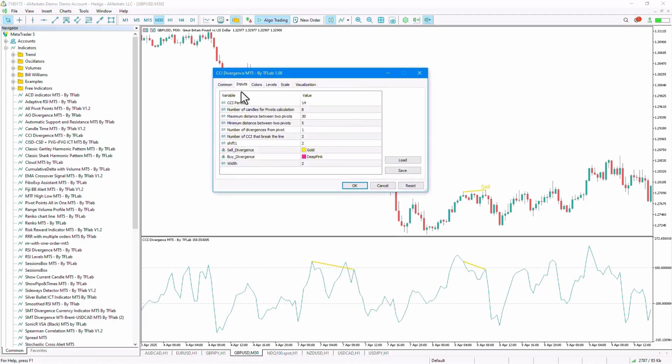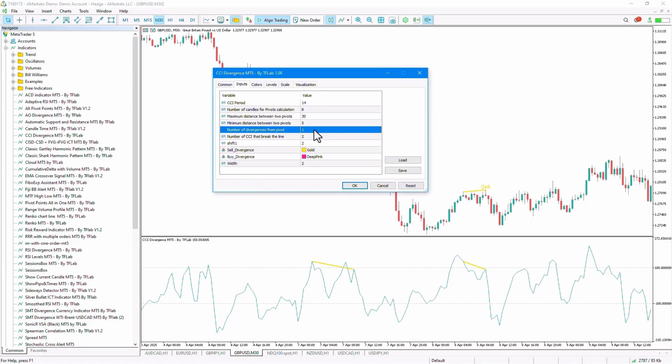In the Settings section, under the Input tab, there are options available for us, where in the first part we can set the CCI period. In the next section, we can choose the number of candles for pivot analysis. In the following section, we can determine the maximum number of candles between two pivots. In the next section, we can set the minimum number of candles between two pivots, where 30 candles are considered for the maximum and 5 candles for the minimum.